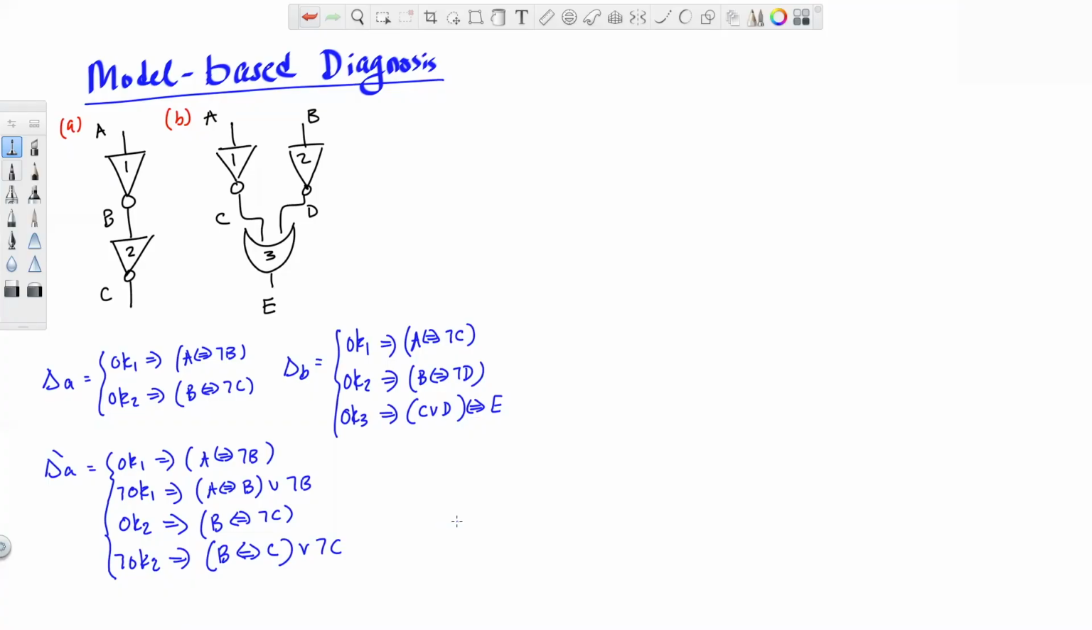All right, guys, let's get started with the second part of the lecture. And now we're going to be talking about model-based diagnosis. You can think of this as the problem that is trying to answer basically what happened. Why did things go wrong?